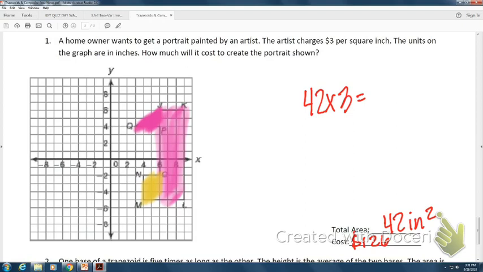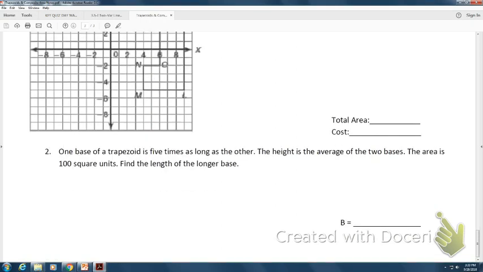All right, last one. Okay, one base of a trapezoid is 5 times as long as the other. The height is the average of the two bases. The area is 100 square units. Find the length of the longer base. So first, always start with a picture. Okay, how do I write that one base is 5 times the other? X and 5x.